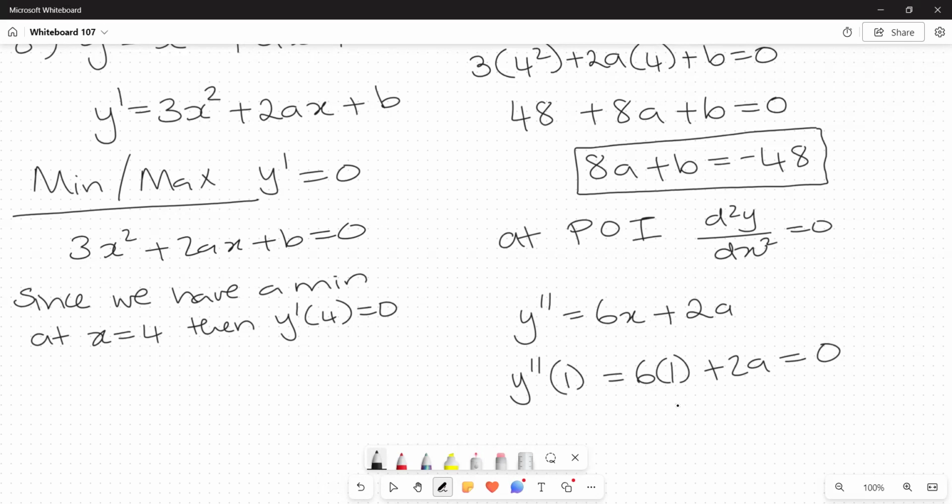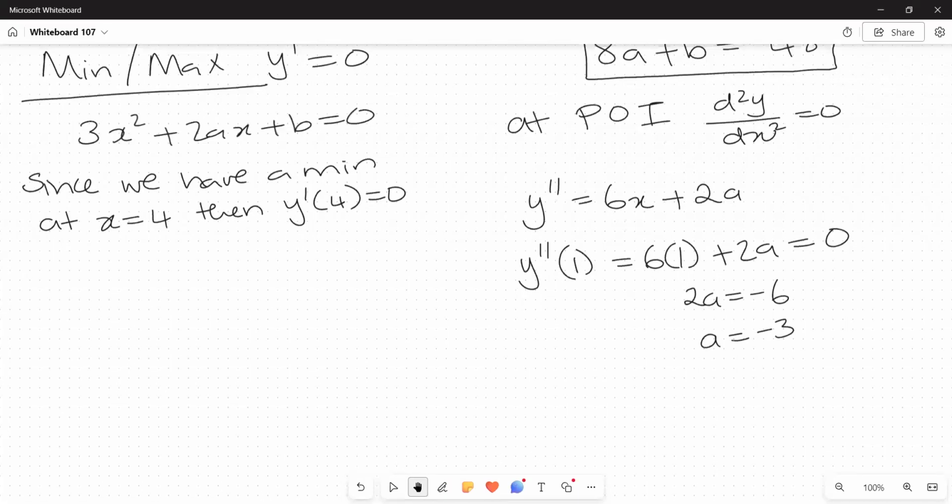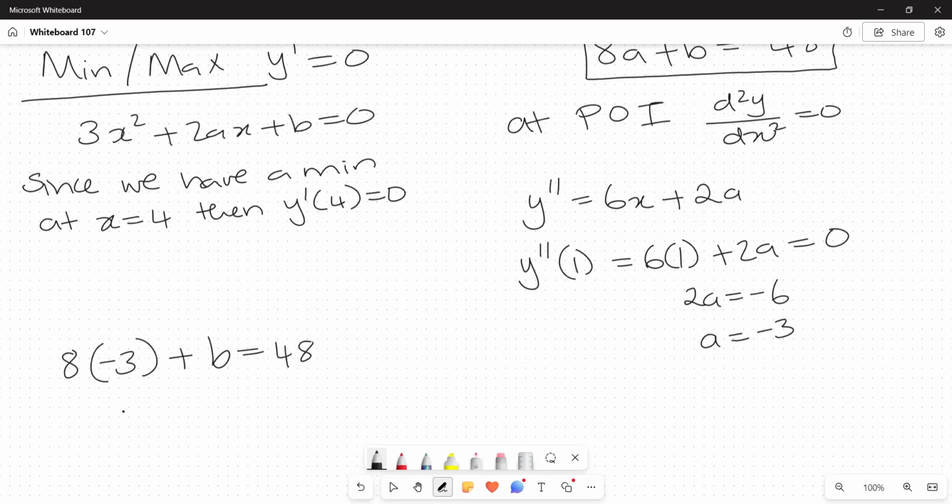So 2a is equal to minus 6. So a is equal to negative 3. Okay, so if we have a is equal to negative 3, we can then substitute it over here and then work out the value of b. We have 8 times negative 3 plus b. This is equal to negative 48. Then minus 24 plus b is equal to negative 48. This means that b is equal to negative 48 plus 24. That gives us negative 24. Okay, and that is how you solve for a and b.